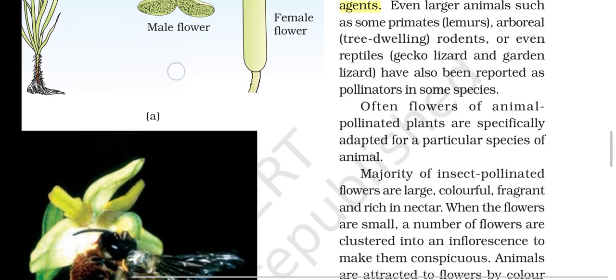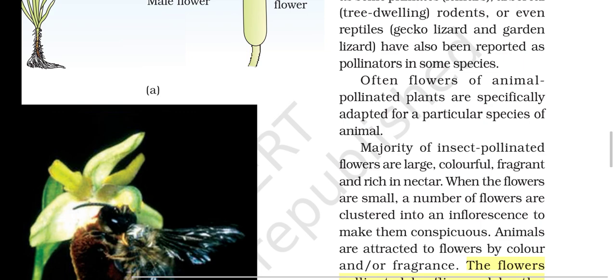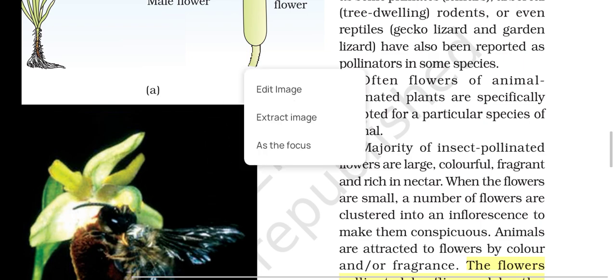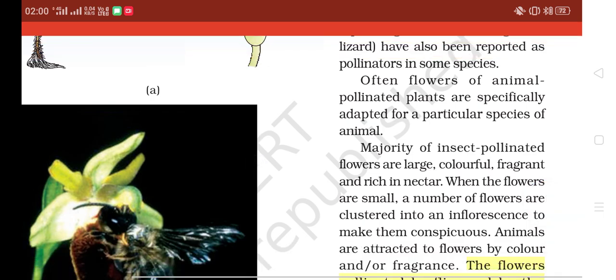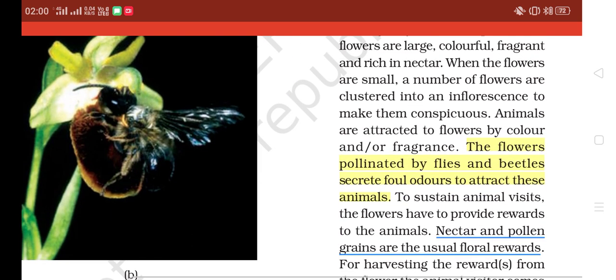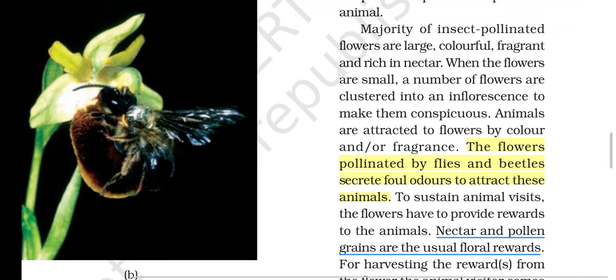Often flowers of animal pollinated plants are specifically adapted for a particular species of animal. Majority of insect pollinated flowers are large, colorful, fragrant, and rich in nectar. When the flowers are small, a number of flowers are clustered into an inflorescence to make them conspicuous. Animals are attracted to flowers by color and or fragrance. The flowers pollinated by flies and beetles secrete foul odors to attract these animals.